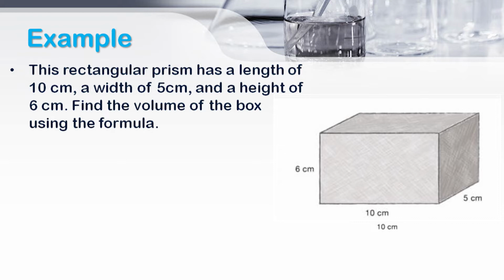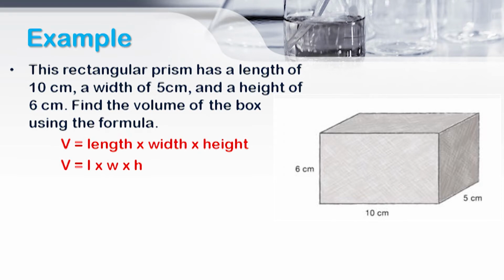Let's practice. This rectangular prism has a length of 10 centimeters, a width of 5 centimeters, and a height of 6 centimeters. Find the volume of this box by using the formula. We always start by writing the formula of volume, which is V equals L times W times H, where L stands for length, W for width, and H stands for height.